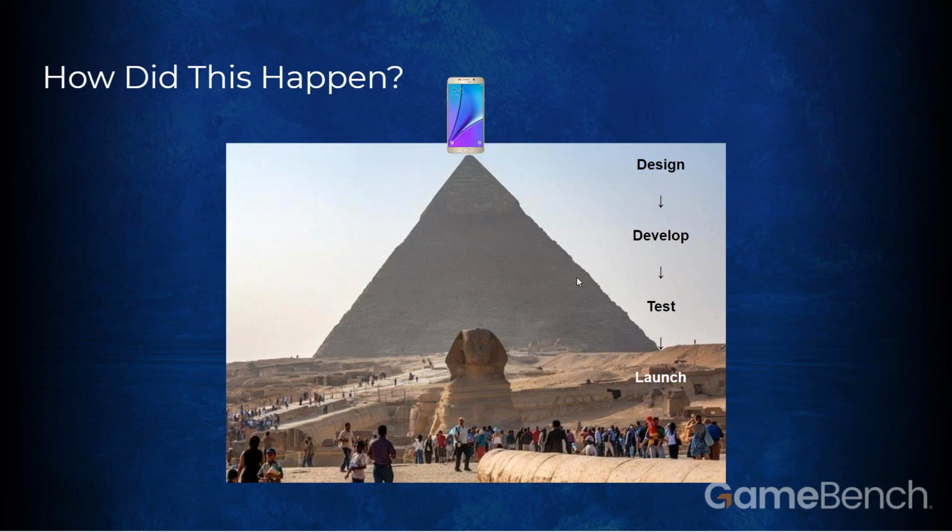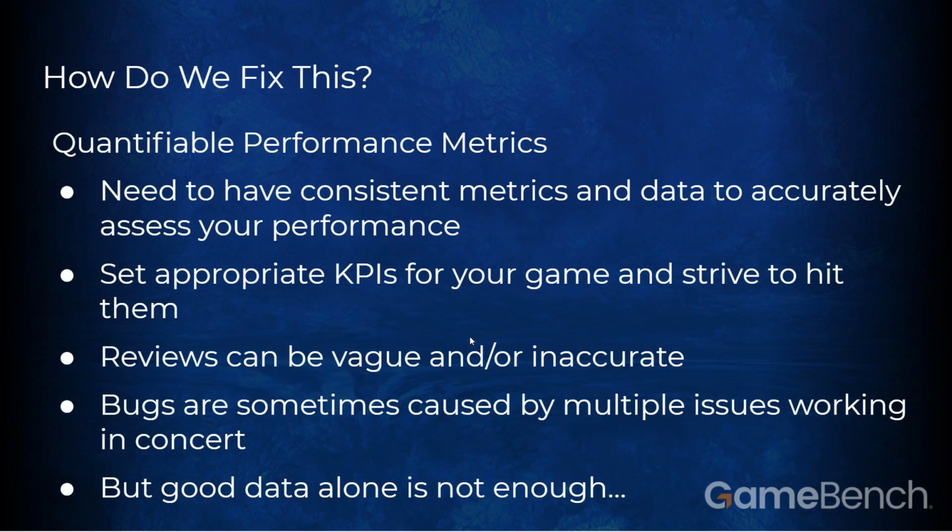Now, how do we fix this? I guess one answer could be to buy all 10,000 or so models of mobile phones and just spend years and years testing every aspect of a game. That doesn't seem very realistic to me. So at GameBench, we've identified a couple of different approaches, or one approach that has a couple of different angles, facets to it. The first thing is to come up with quantifiable performance metrics.